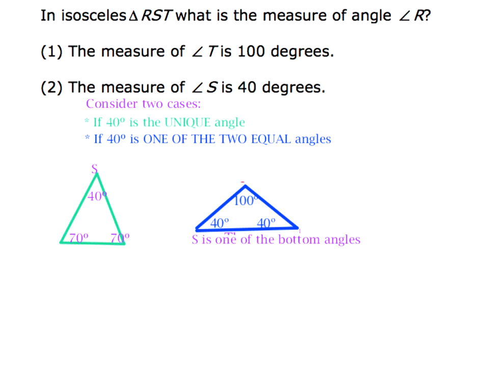In this case, you know that angle R is definitely 70. In this case, angle R could be 100 or 40, but the point is that it's not 70. So the point is that we definitely have two different possibilities. This could happen, and this could also happen. So not sufficient.